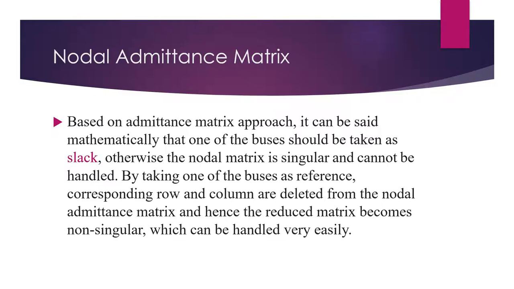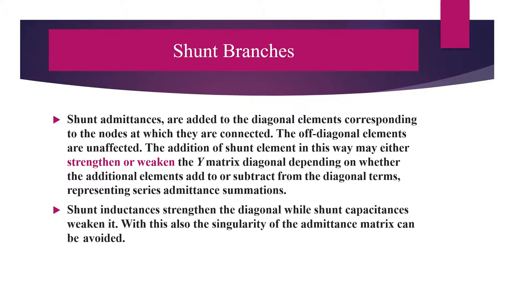Shunt branches. Shunt admittances are added to the diagonal elements corresponding to the nodes at which they are connected. Off diagonal elements are unaffected here. Addition of a shunt element in this way may either strengthen or weaken the Y matrix diagonal, depending on whether the elements are adding or subtracting from the diagonal terms. Shunt inductances will strengthen the diagonal, while shunt capacitance will weaken it. So with this also, singularity of the admittance matrix can be avoided.